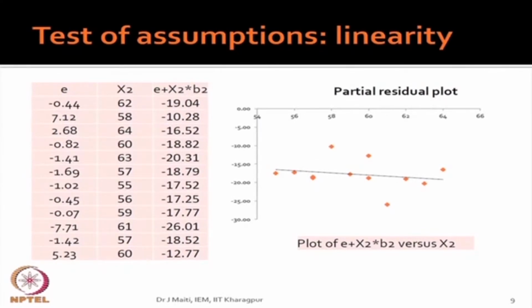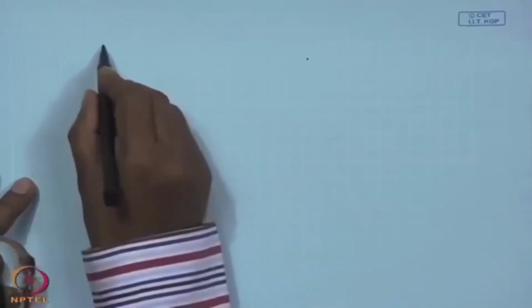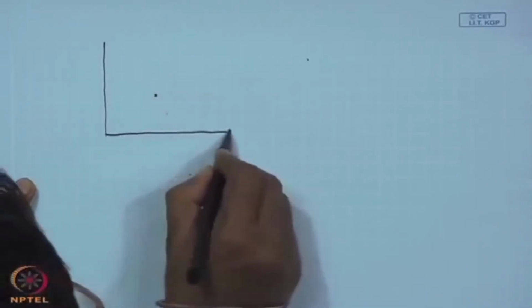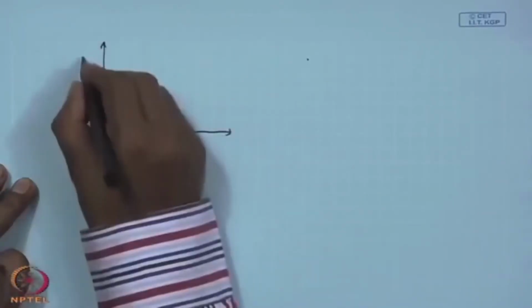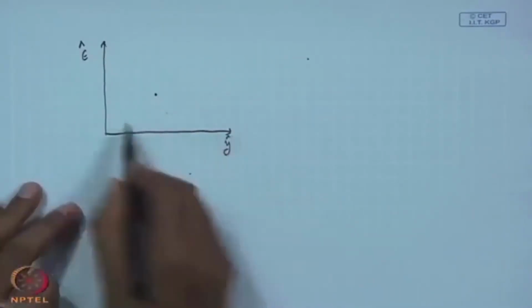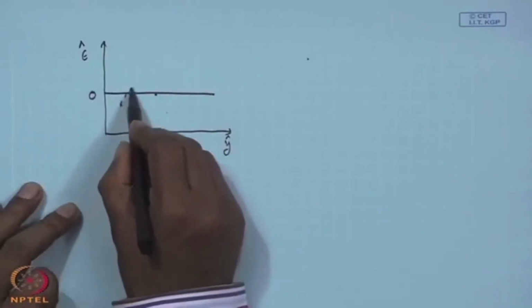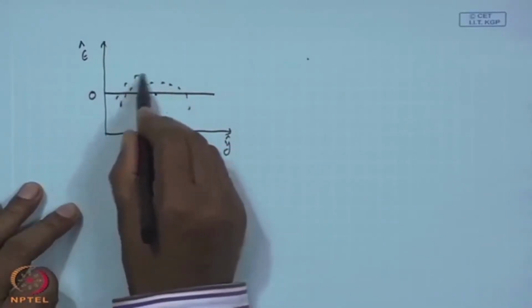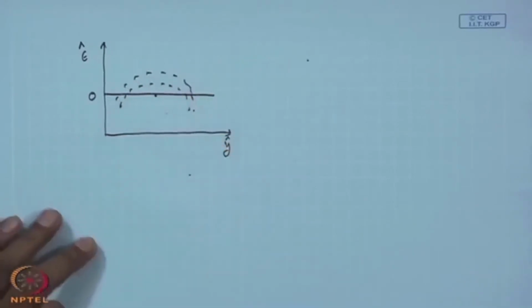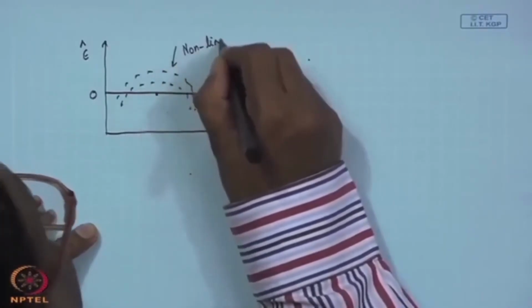Then what will happen if we find a figure like this? Suppose you first plot the residual plot, which is epsilon cap vis-a-vis y cap, this is 0 value, and your residual plot looks like this. So, it indicates non-linearity.